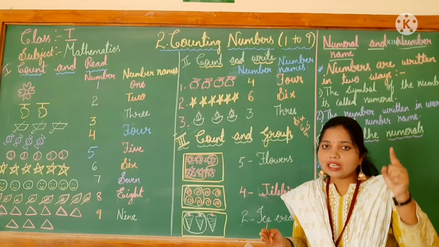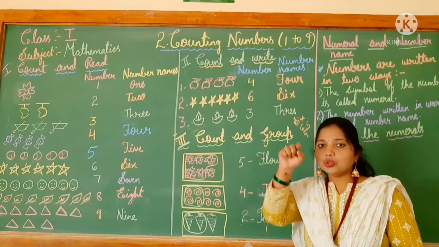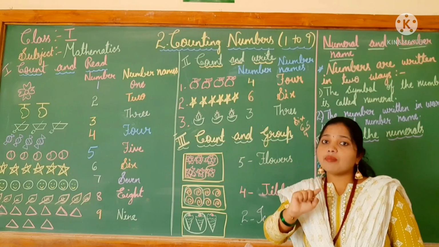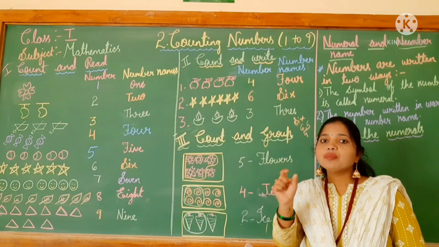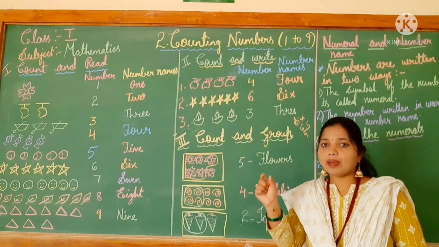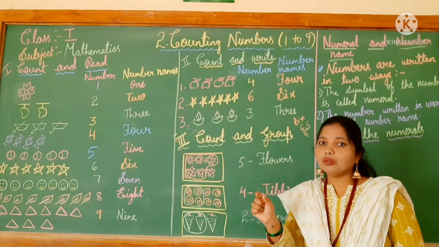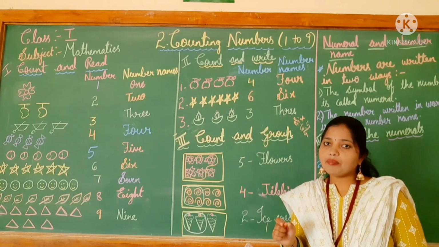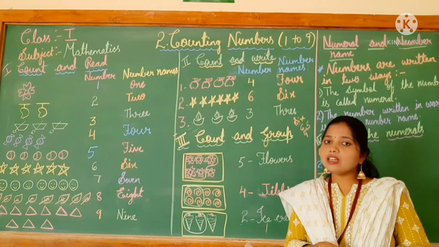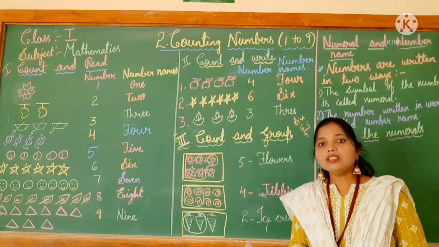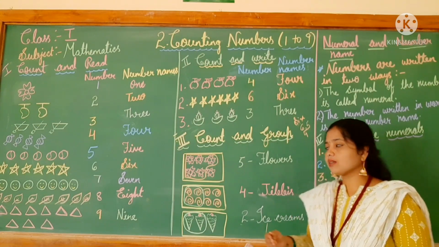Numeral means only numbers, children. 1, 2, 3, only numbers. Number names means here you will write the spelling. You should write the spelling, such as O-N-E, T-W-O. This is called number names. This is the difference between numeral and number names.